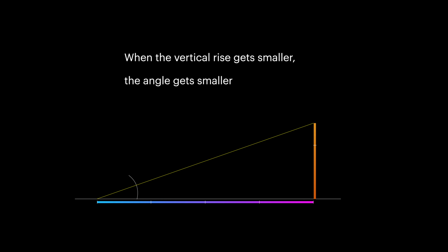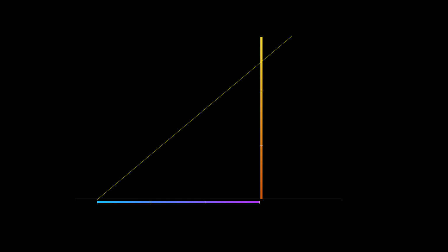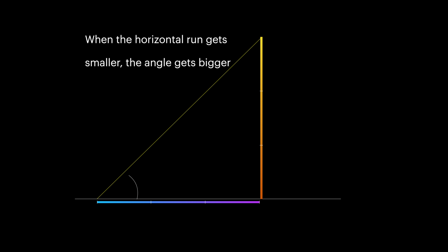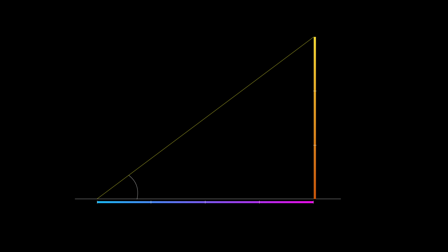All right. So when the vertical rise gets smaller, the angle gets smaller. Likewise, if that horizontal run gets smaller, then again the angle has to change. But when the horizontal run gets smaller, the angle gets bigger. You see that?